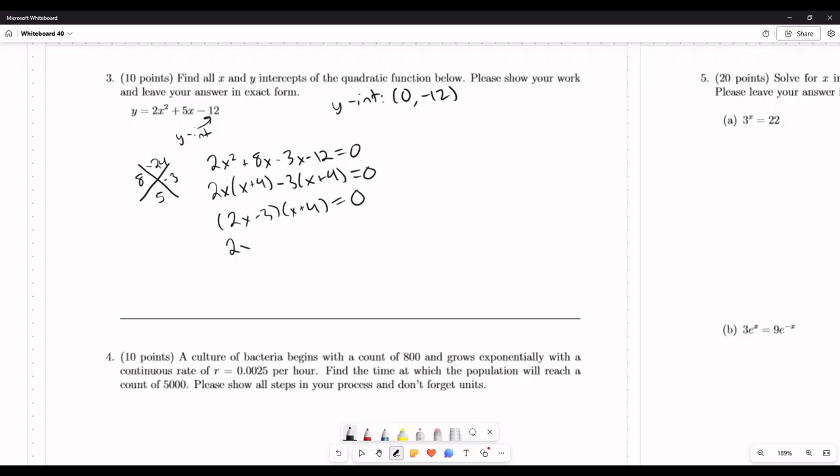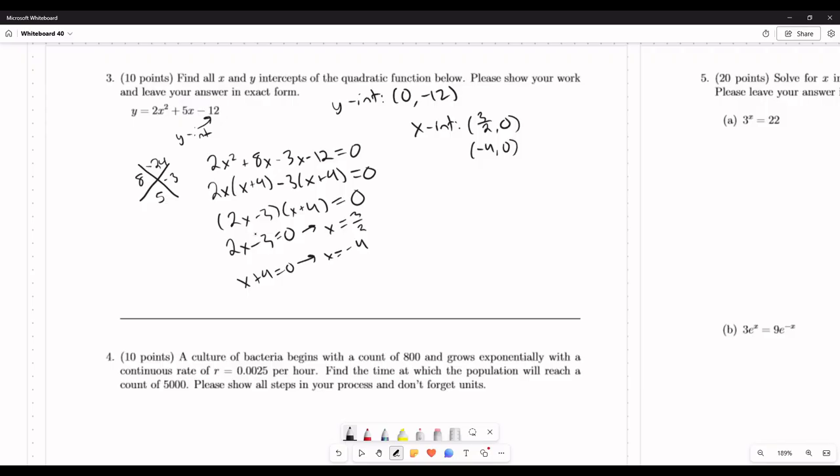And then we go ahead and set each factor equal to 0. 2x minus 3 equals 0. If you do a little bit of work, that's going to get you that x equals 3 halves. And x plus 4 equals 0. That's going to get me that x equals negative 4. So I now have my x-intercepts. And just for consistency, we can write them as ordered pairs. They're going to be (3 halves, 0) and (negative 4, 0), my two x-intercepts.